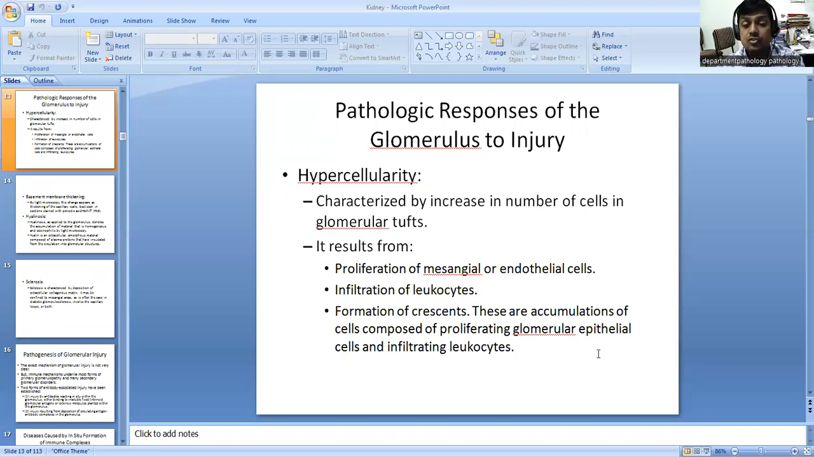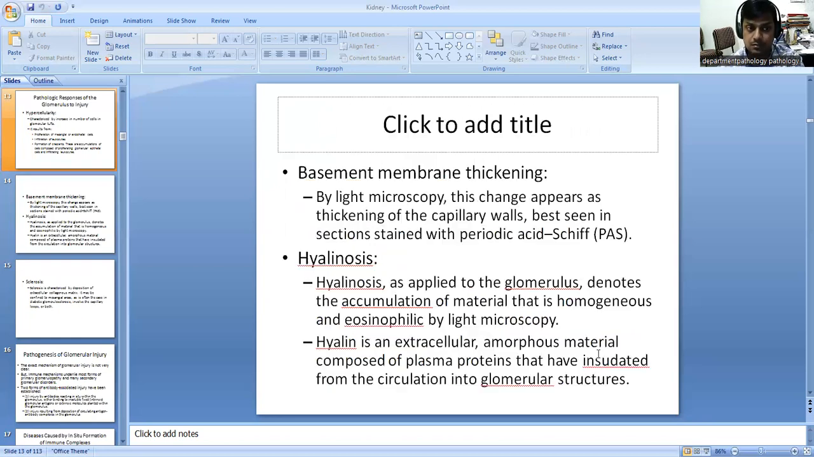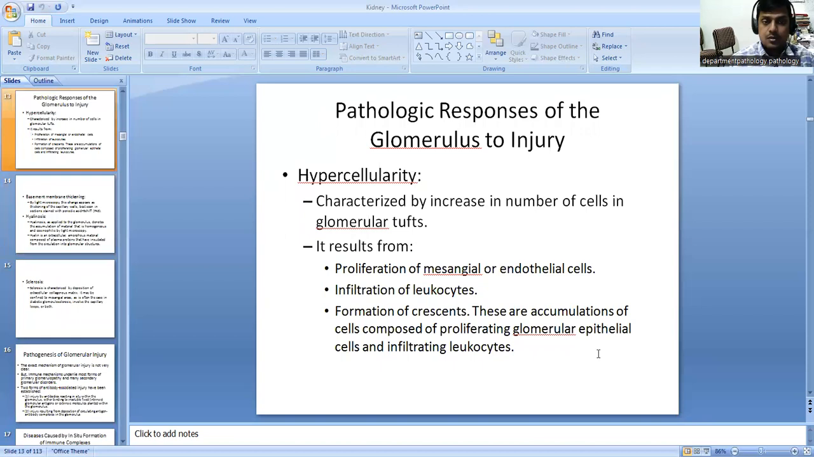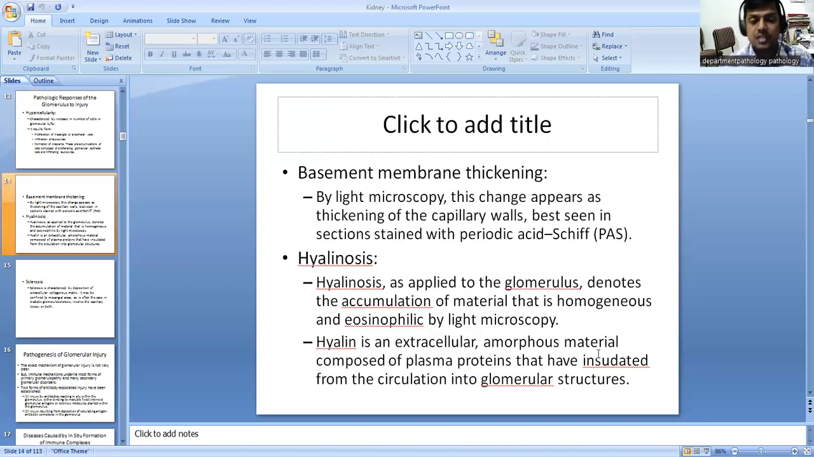These are accumulations of cells composed of proliferating glomerular epithelial cells and infiltrating leukocytes. Number two is basement membrane thickening. By light microscopy, this change appears as thickening of the capillary walls, best seen in sections that are stained with periodic acid Schiff, that is PAS.